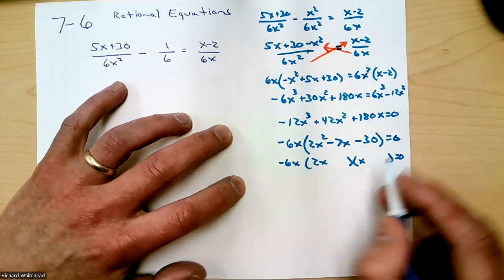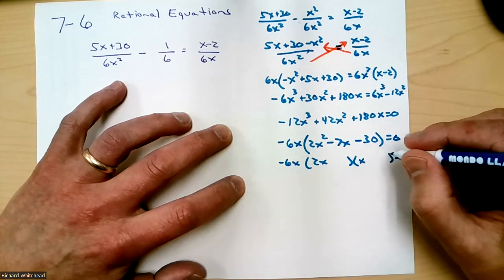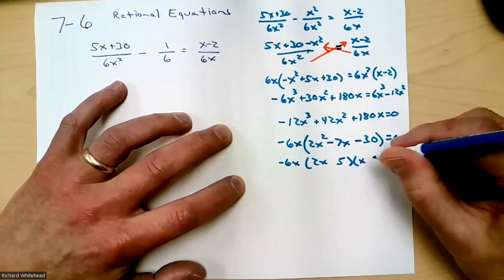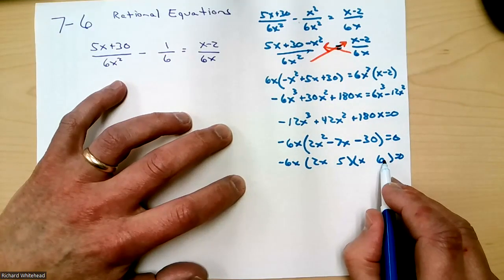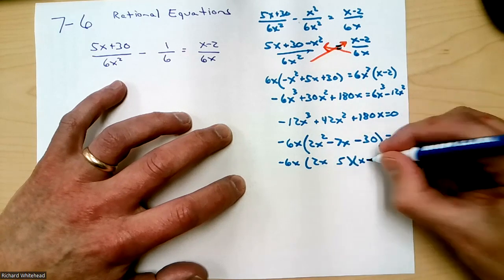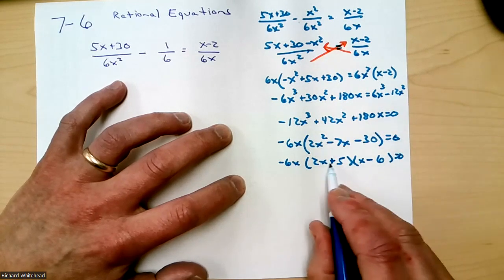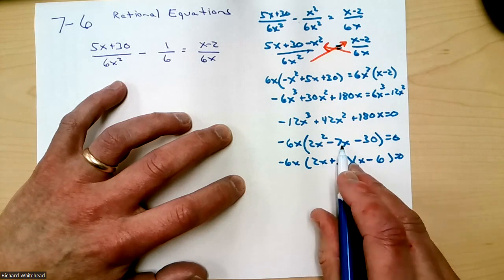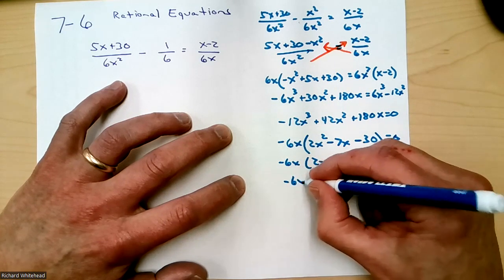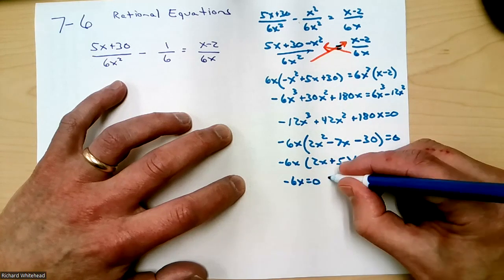So I need to get 30. So let me see, 2x, 5. And let me see, that could be a 6. So that would be the negative 30, negative 14, and 5. So negative 12 and 5. I mean, negative 12, positive 5, make that negative 7. So I have negative 6x equals 0.